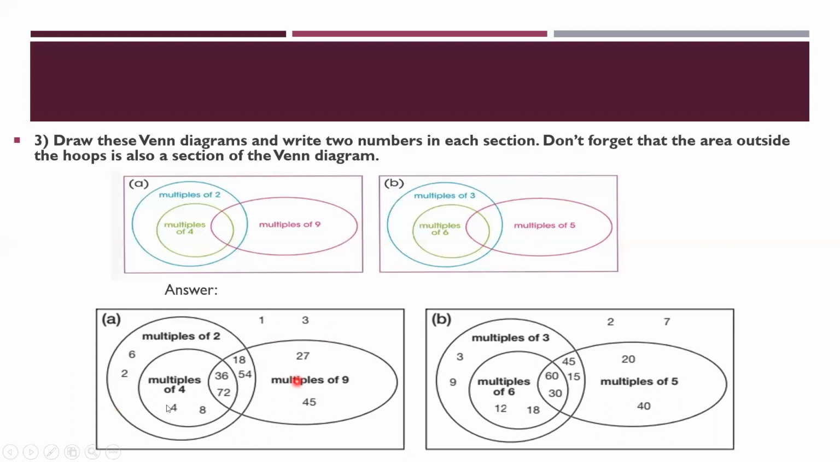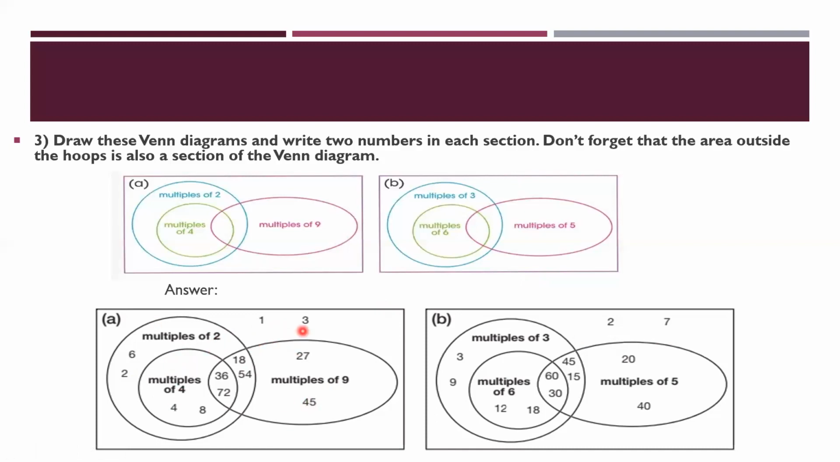Here I have written many numbers. So in that way you can also write many numbers. Now see, outside I have written some different numbers. While writing the numbers outside these loops or hoops, you have to think that the numbers that you are writing outside should not satisfy multiple of 2 or multiple of 4 or multiple of 9. See, I have written over here 1. 1 means it doesn't come in 2 table, 4 table or 9 table. It comes only in 1 table.